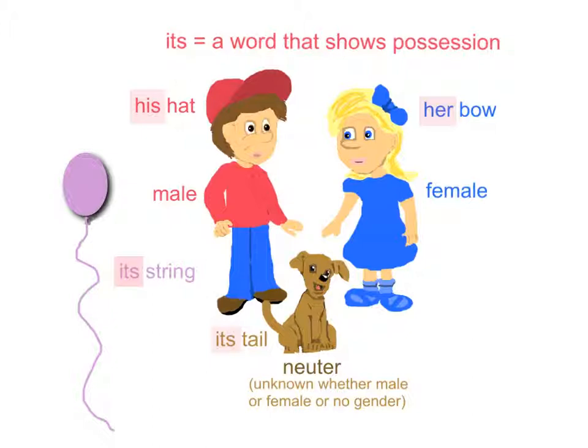Its, without an apostrophe, is a word that shows possession. If we see a male wearing a hat, we speak about his hat. If we see a female wearing a bow, we speak about her bow. If we see a dog and we do not know whether the dog is male or female, we speak about its tail. If we see a balloon, which has no gender, we speak about its string.